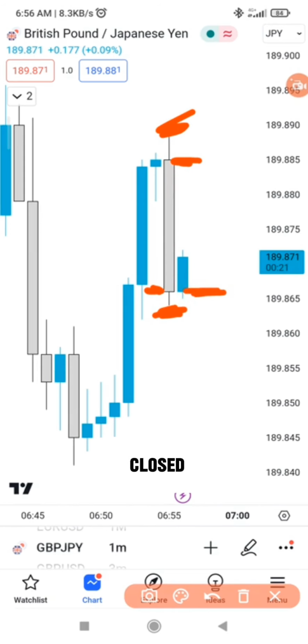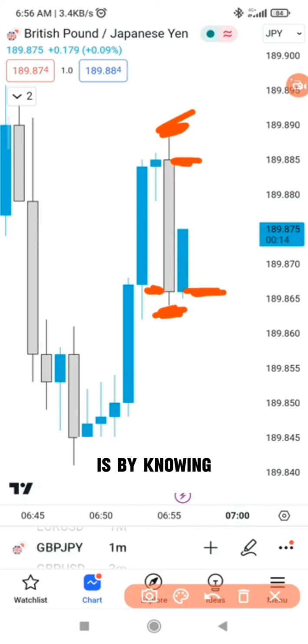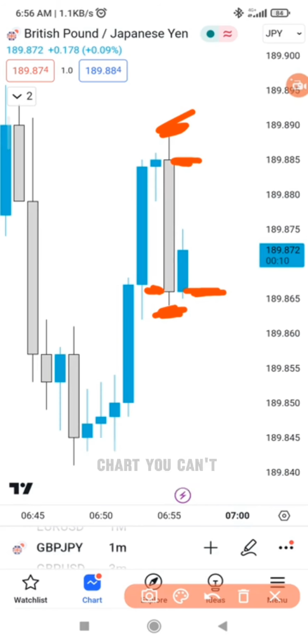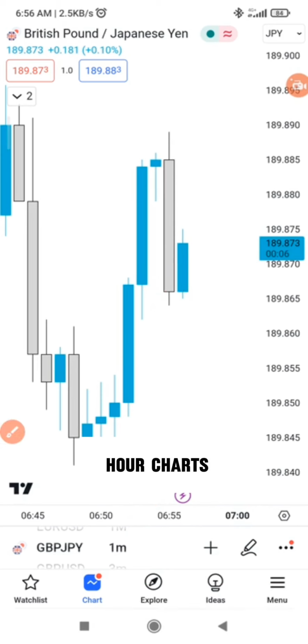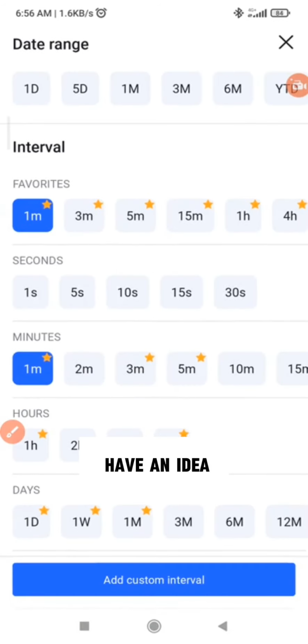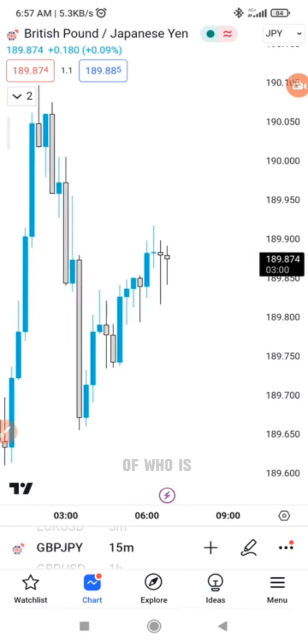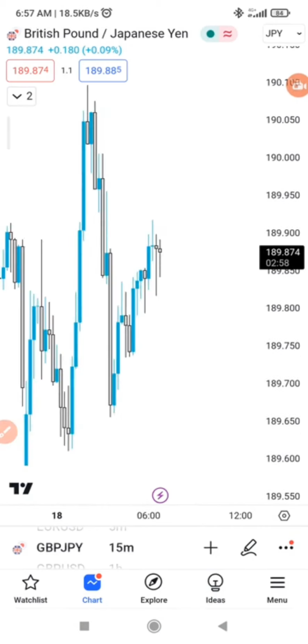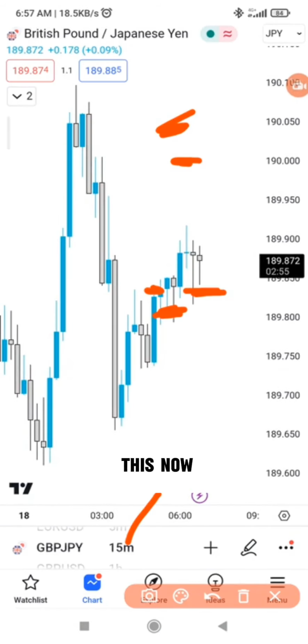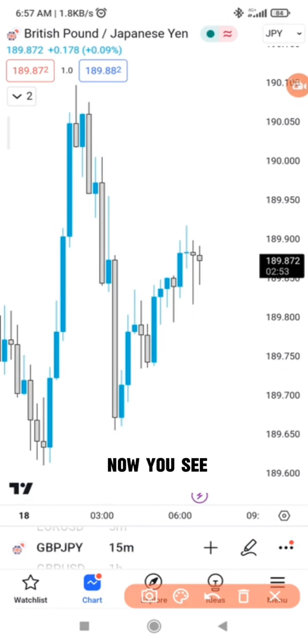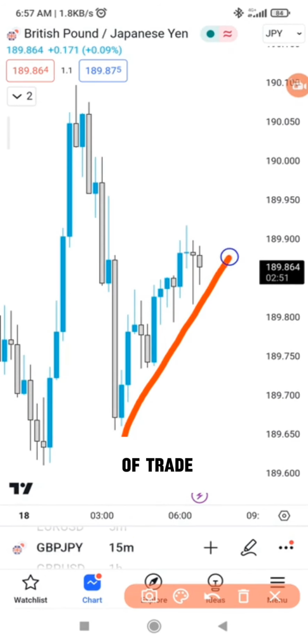Immediately it closed here, the next candlestick opened there, opened where it closed. So what will determine if the candlestick is going to be bullish or bearish is by knowing who is presently in the market. This is a 1 minute chart, you can't know that. But when we go to, say, a 1 hour chart or a 15-minute chart, we begin to have an idea of who is in the market. Look at this now. You see what we call an uptrend.